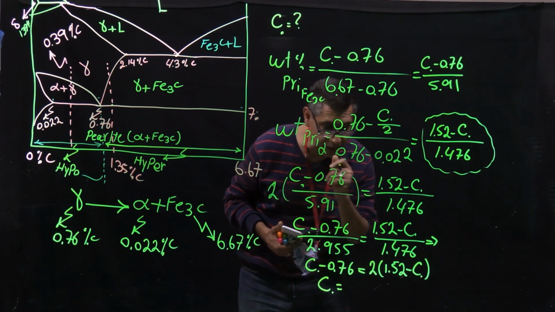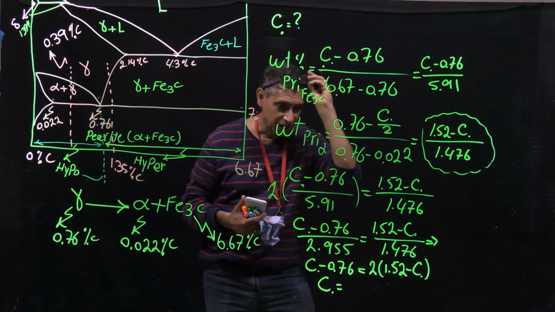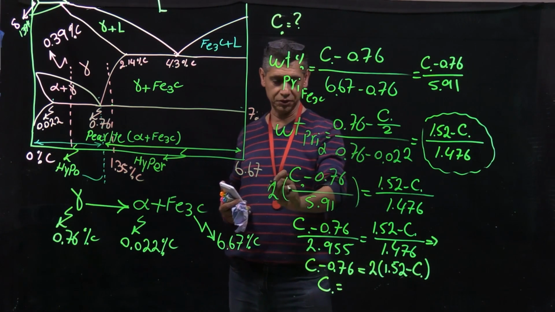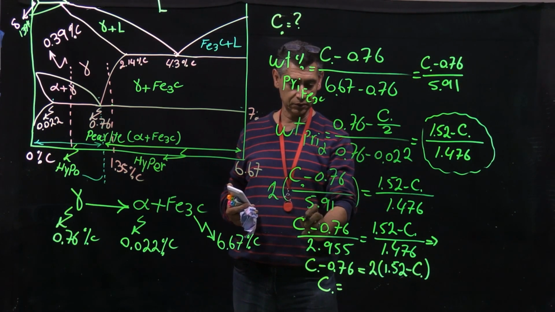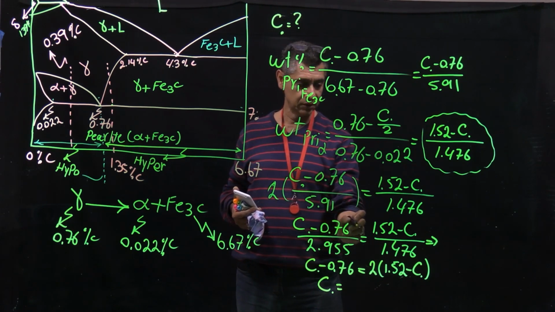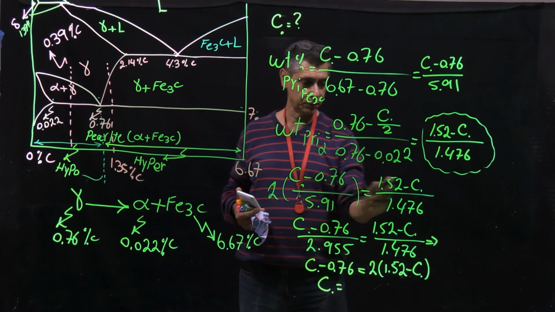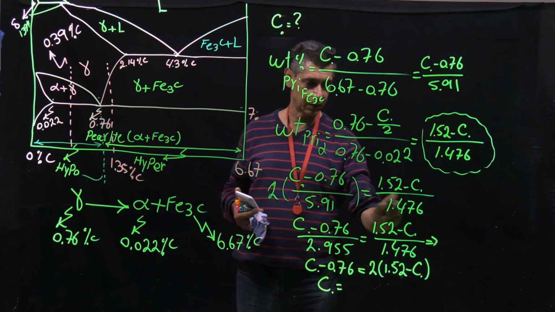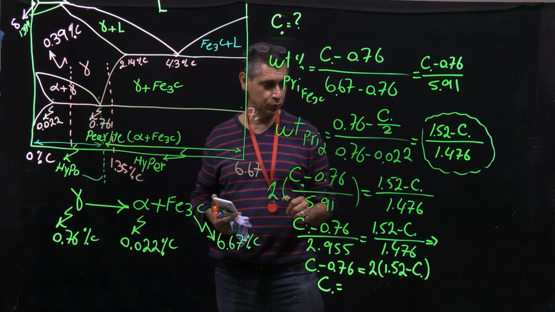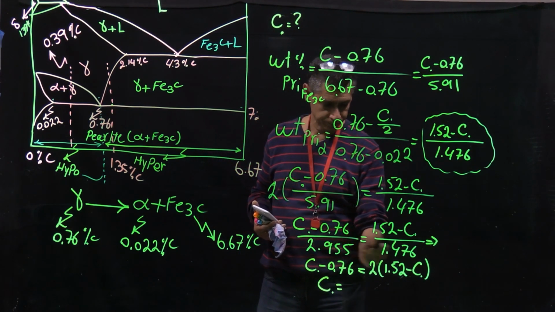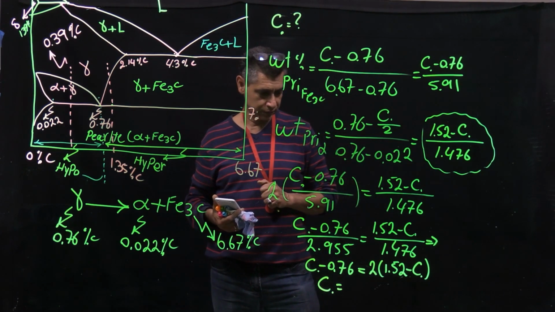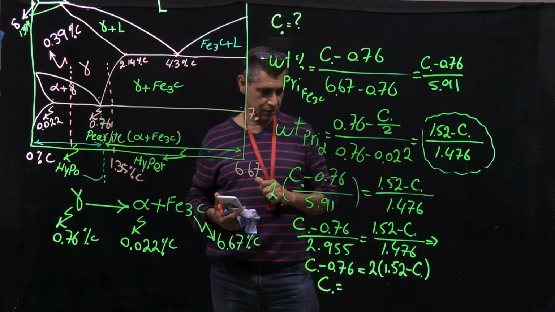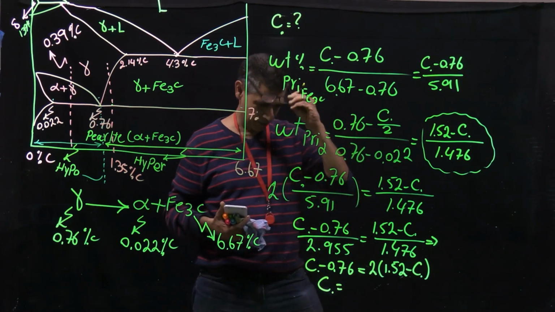Let me just see if I did any mistake here. I'm just going to double check the calculation. So this is correct. So 2C, okay, cancel this one, C, multiply by 2, multiply by 2, and then you divide them, and that is correct. So just want to make sure it's correct.